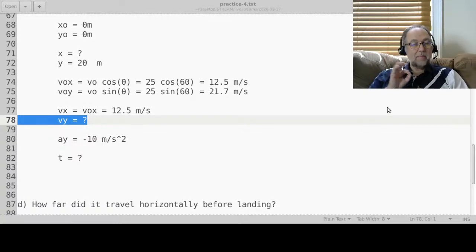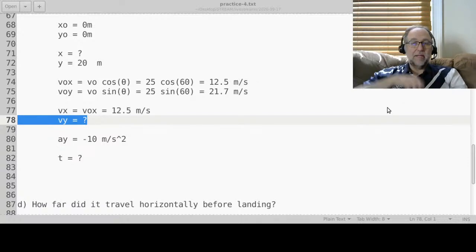Now, it's important that you think about this problem right. In fact, I even worded it suggestively. I said just before it hits the ground. The reason I did that is because when it hits the ground, those equations aren't really valid anymore. As soon as the ground is involved, the acceleration is not just the acceleration due to gravity, it's also the acceleration of the interaction with the ground.